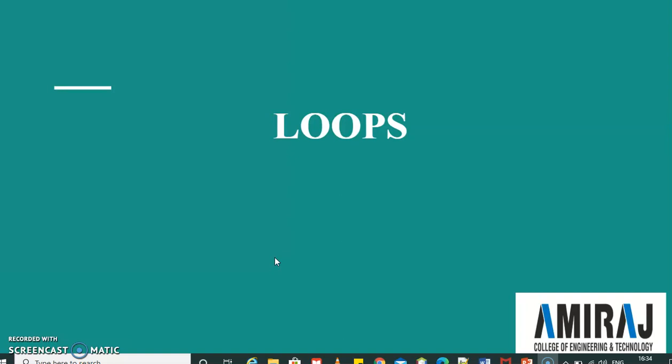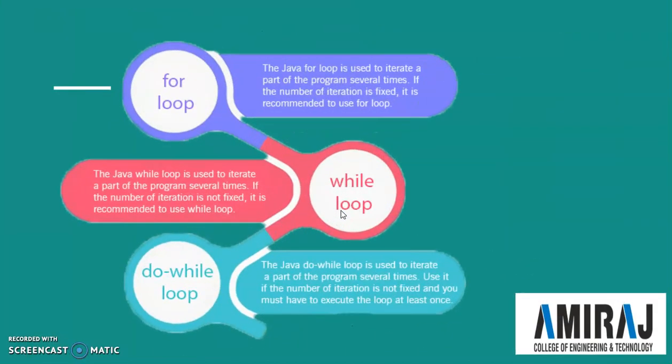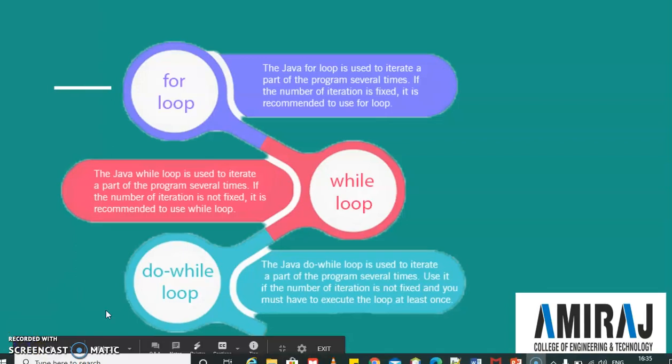In the previous session, we learned about the statements in Java. In this particular session, we'll go through the loops in Java. There are mainly three loops: for loop, while loop, and do while loop. And to iterate a part of the program several times, we use the loops.